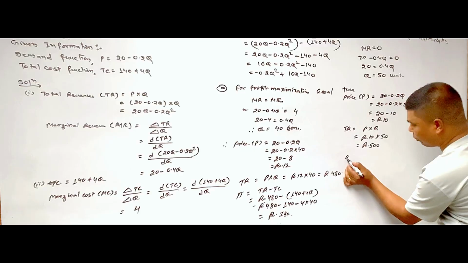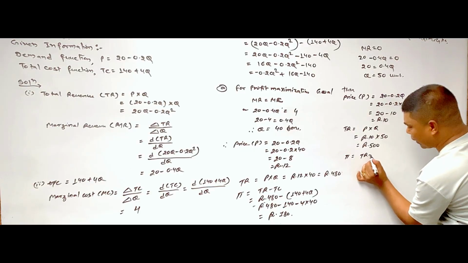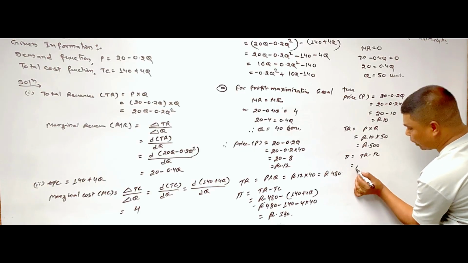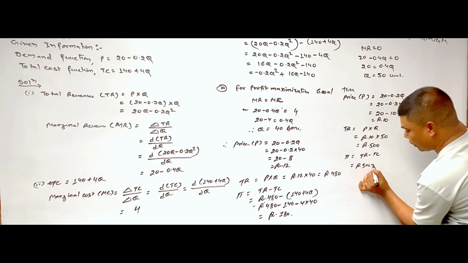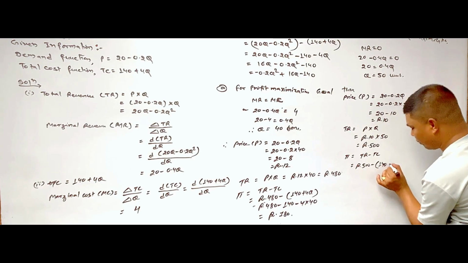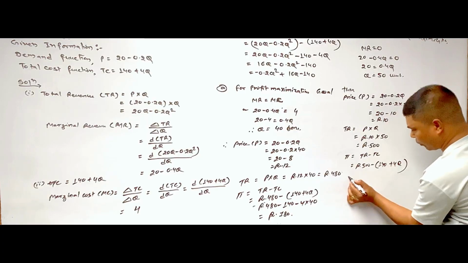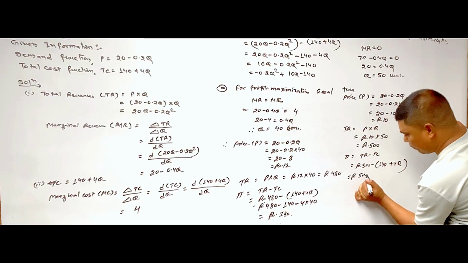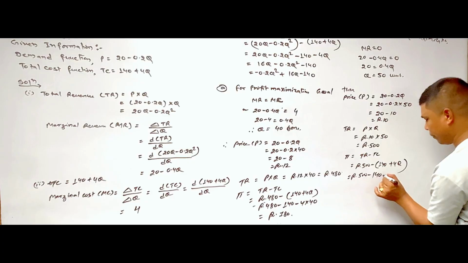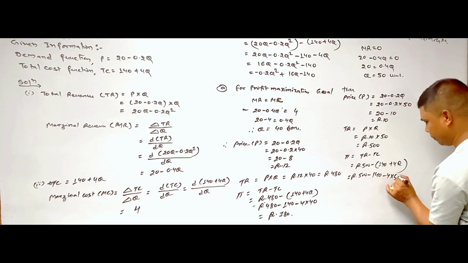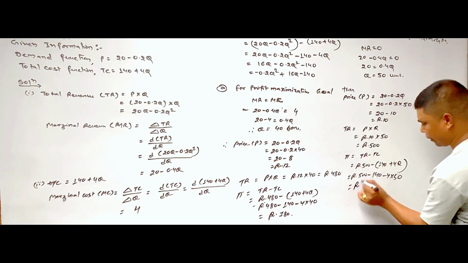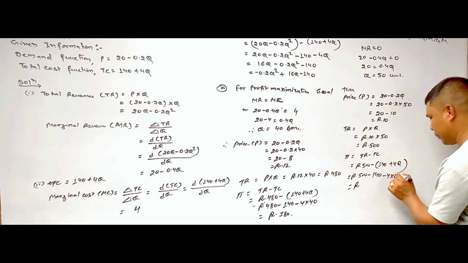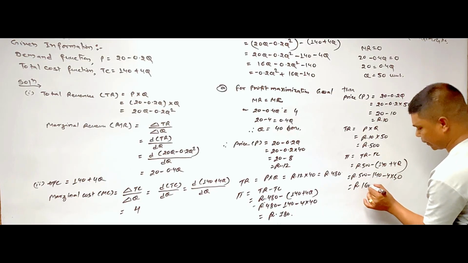And profit equals total revenue minus total cost. That means rupees 500 minus 140 plus 4q, rupees 500 minus 140 minus 4 into 50, and the result we have is 140 minus 450, 240, 160.